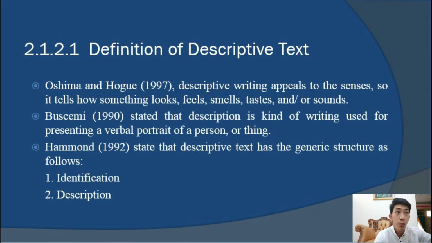Now we move to 2.1.2.1, definition of descriptive text. Oshima and Hart 1997 state that descriptive writing appeals to the senses, so it tells how something looks, feels, smells, tastes, and or sounds. While Bascombe 1990 states that description is a kind of writing used for presenting a verbal portrait of a person or thing. While Harmon 1992 states that descriptive text has the generic structure as follows. The first one is identification and the second one is description.